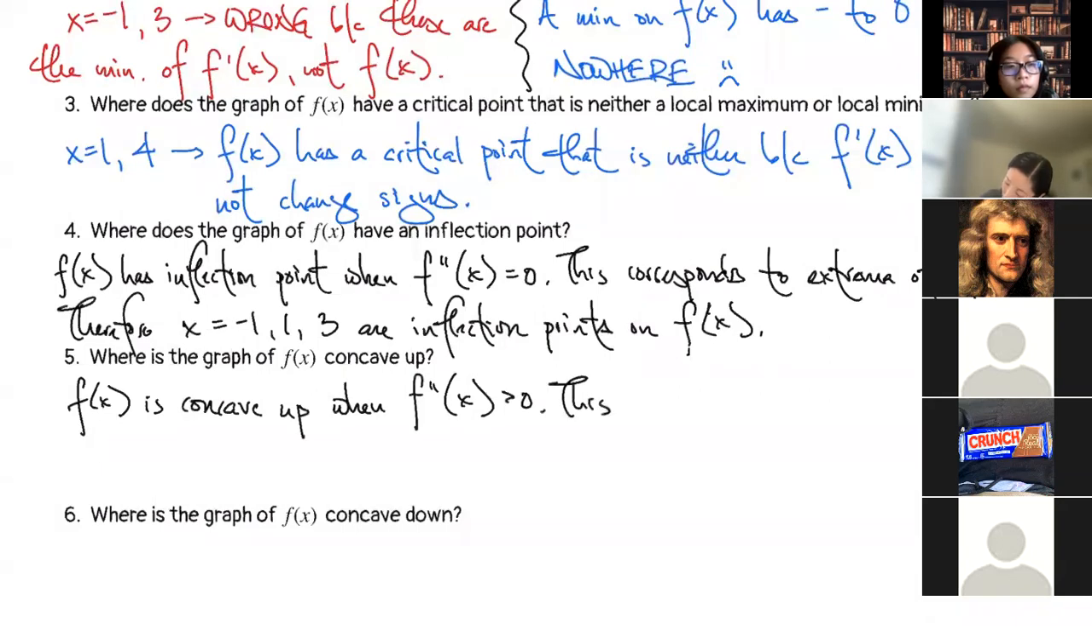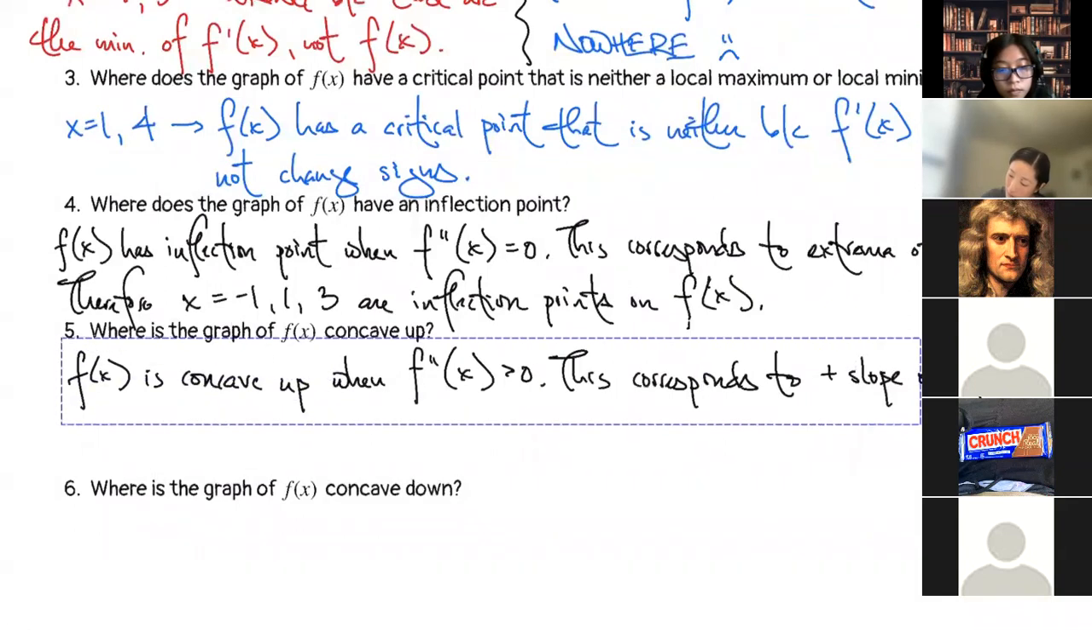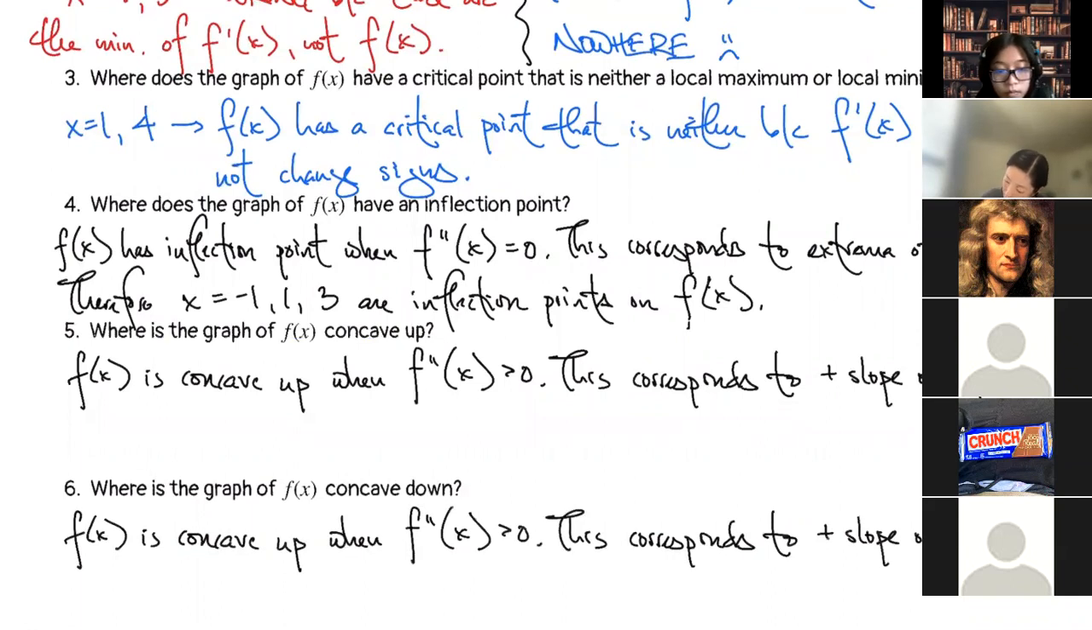And this corresponds to positive slope on f prime of x. Yeah, exactly. So you're going to look for everywhere where it has a positive slope. And if I were to modify this sentence for concave down, I could say it is concave down when f double prime is less than 0. And this corresponds to the negative slope on f prime.